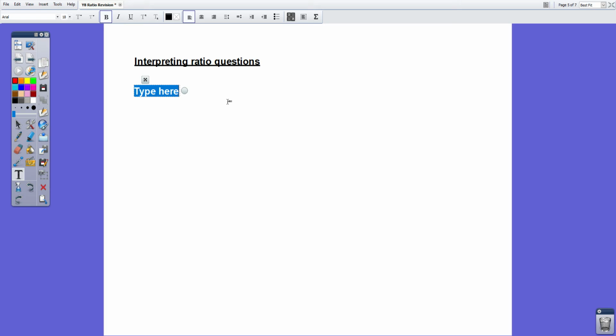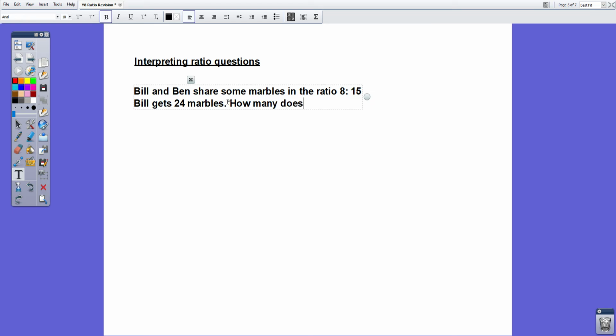So, for an example, Bill and Ben share some marbles in the ratio 8 to 15. Bill gets 24 marbles. How many does Ben get? Okay, so it's a sharing question, but this time we're told part of the answer. We're told how many Bill gets. We've actually got to work out how many Ben gets.